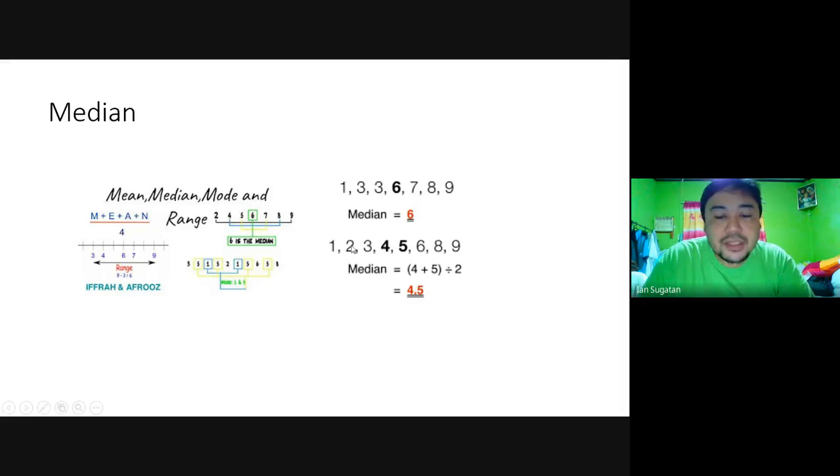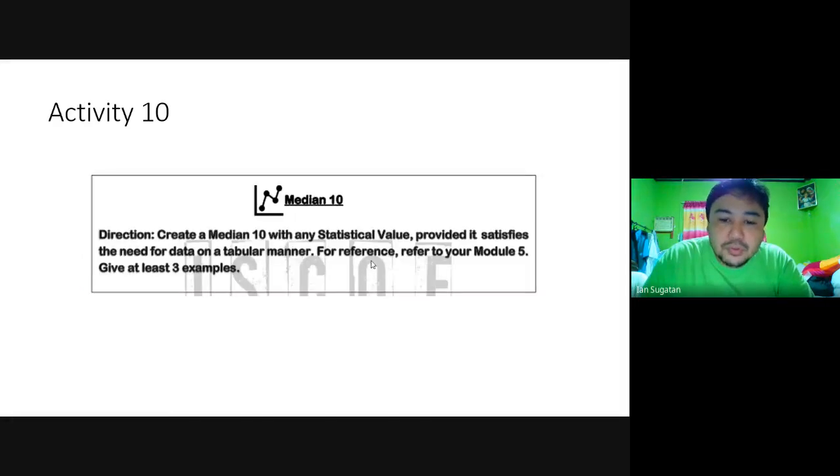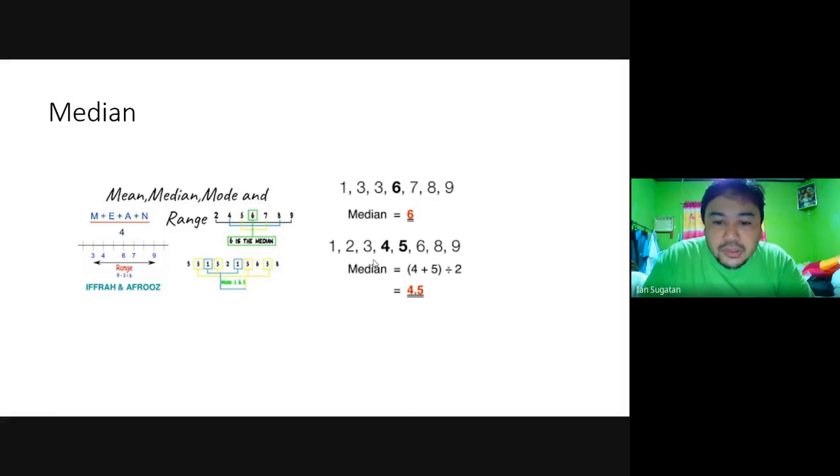However, if you have an even set of numbers, 1, 2, 3, 4, 5, 6, 7, 8, and you divide 8 by 2, that will be 4. So the 4th and 5th will be the center numbers. What we're going to do is get 4 and add 5, then divide by 2. If you do this, the median will be 4.5.